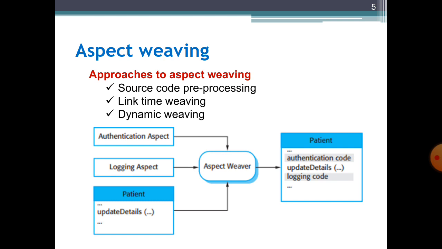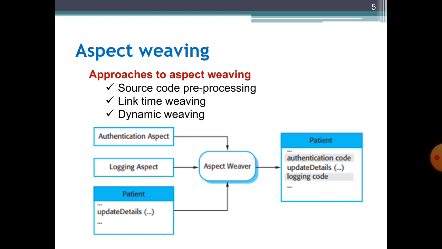As its name suggests, dynamic weaving happens at execution time. In this case our join points are monitored. What are join points? We have already discussed that. So our join points are monitored, and when an event that is referred to in a pointcut occurs, the corresponding advice is integrated with the executing program. So this is dynamic weaving at execution time.